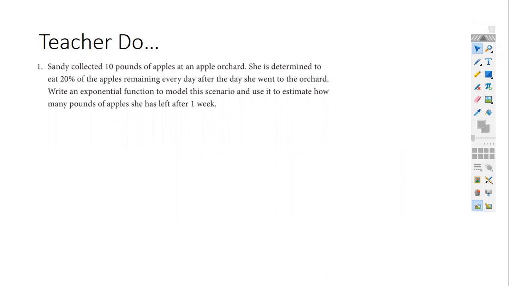Write an exponential function to model the scenario and use it to estimate how many pounds of apples she has left after week 1. So the first thing you want to make sure you all understand is what an exponential model looks like. An exponential model means you're in the form of y equals a times b to the x. That's what it means when it says exponential model. Okay? Questions so far?